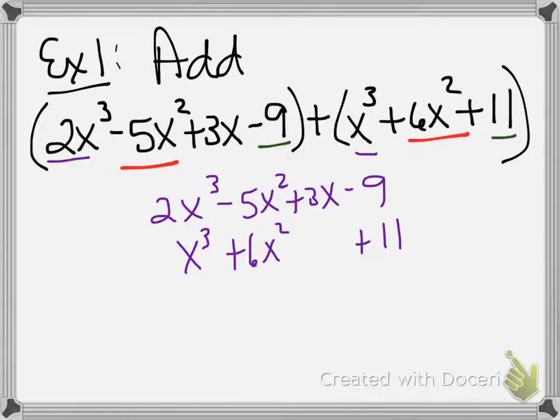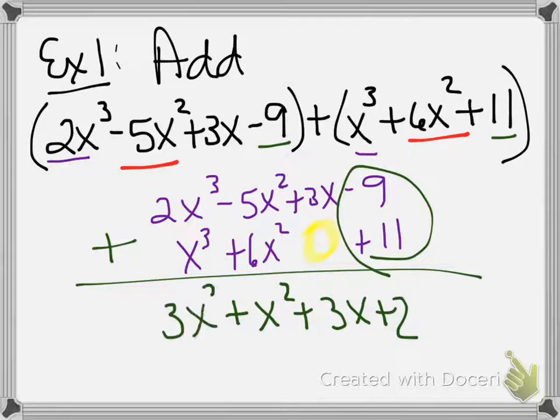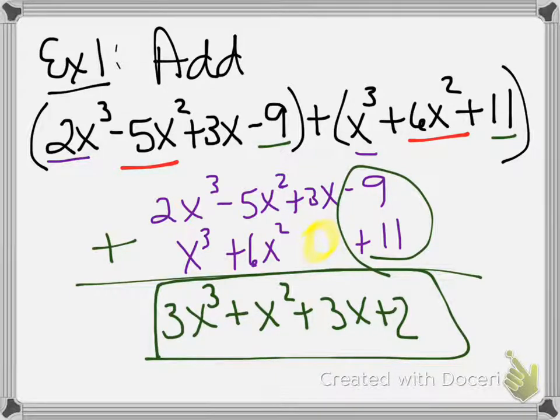And notice that I left a blank here for the part that was missing. So now if I'm going to add this, I'm just going to go straight down. Negative 9 plus 11 is 2. 3x plus nothing is 3x. This was positive 2, by the way. Negative 5x squared plus 6x squared is positive 1x squared. And 2x cubed plus 1x cubed is 3x cubed. And so when we add these two polynomials, we get another polynomial that's completely simplified.